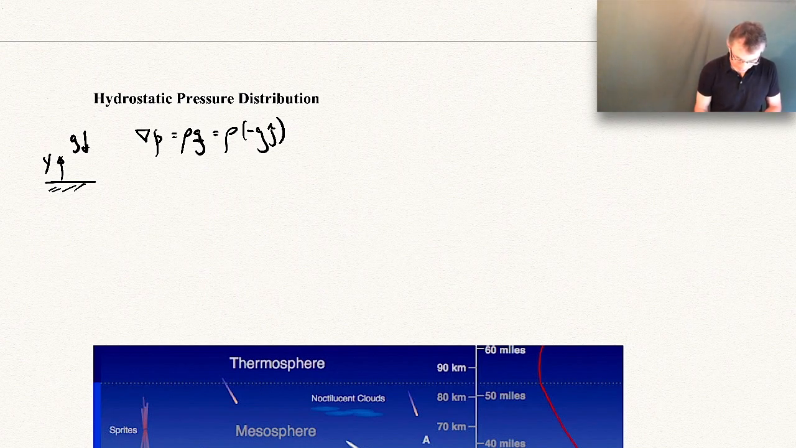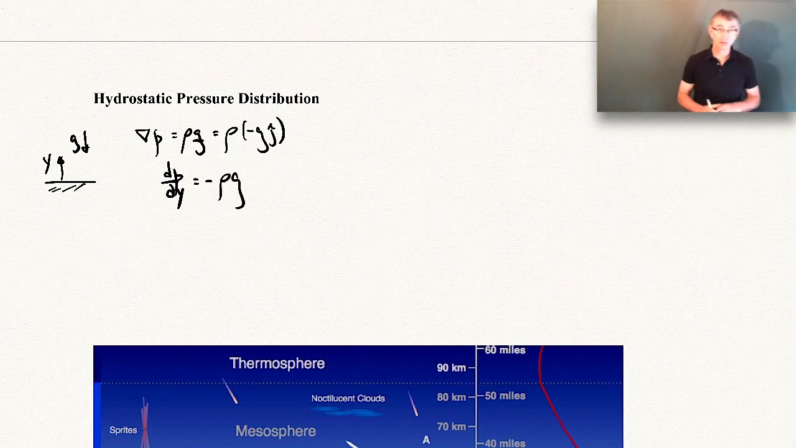So here again, I'll end up getting dp/dy equal to minus rho g. There's no variation in the x direction, no variation in the z direction, it's only in the y direction. Again, I can solve this differential equation. Actually, before I do that, let me just say one thing.